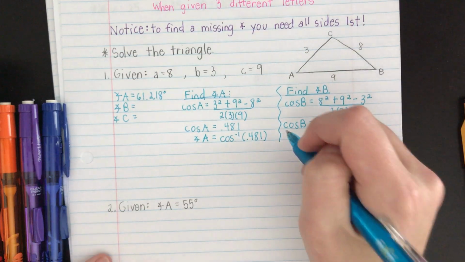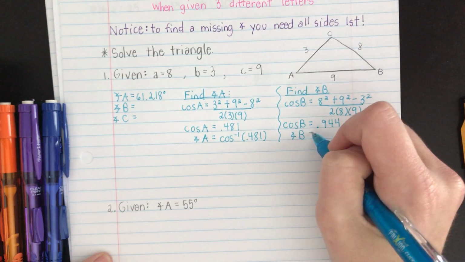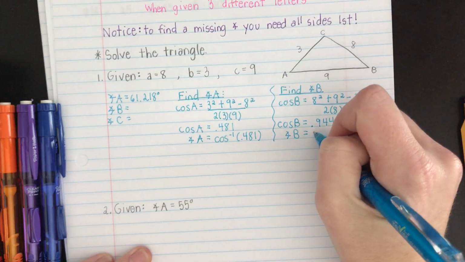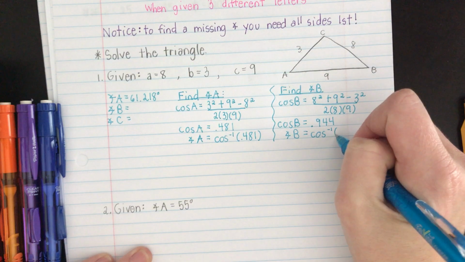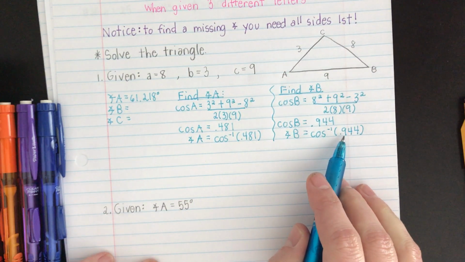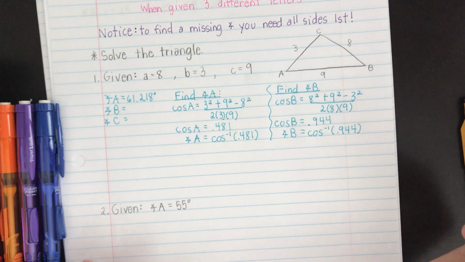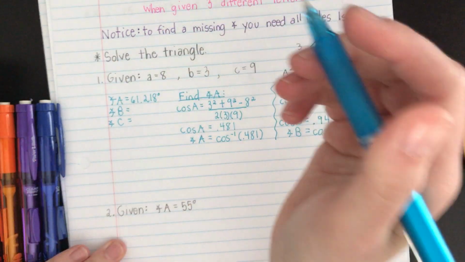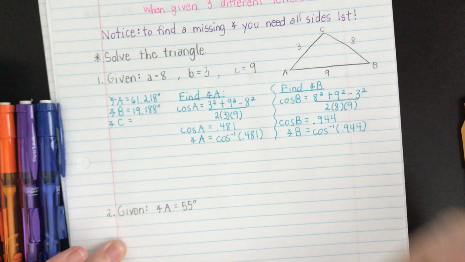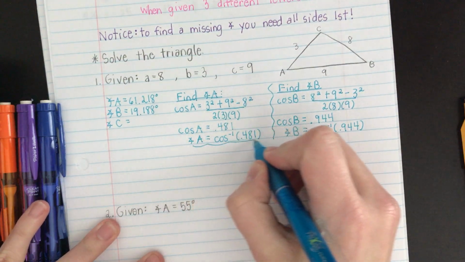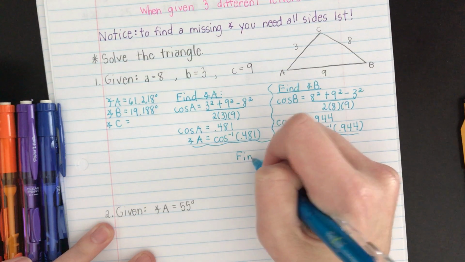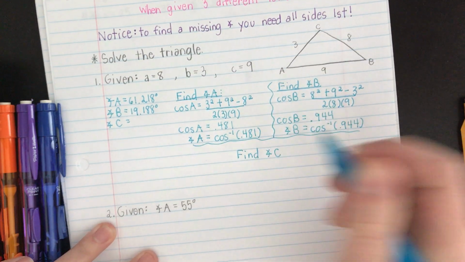0.944. And then when you take the cosine inverse on each side, we find angle B is equal to, and remember to copy and paste, and not just plug in cosine inverse of 0.944. When you copy paste, you get 19.188 degrees.